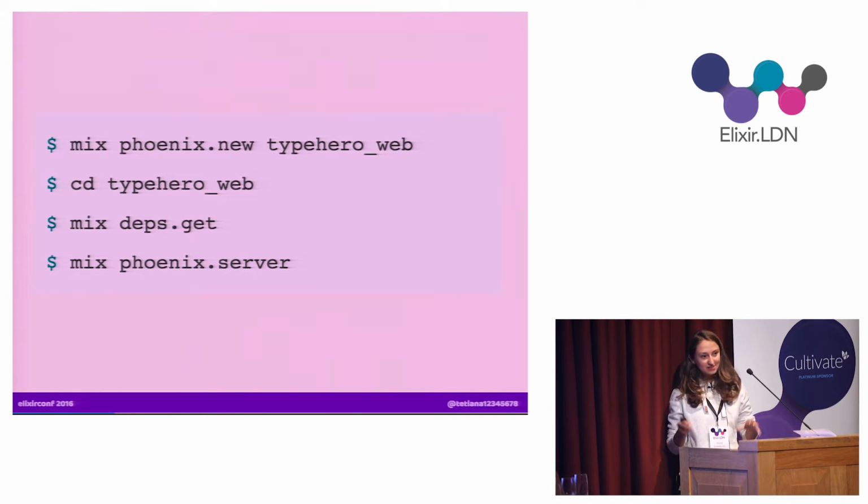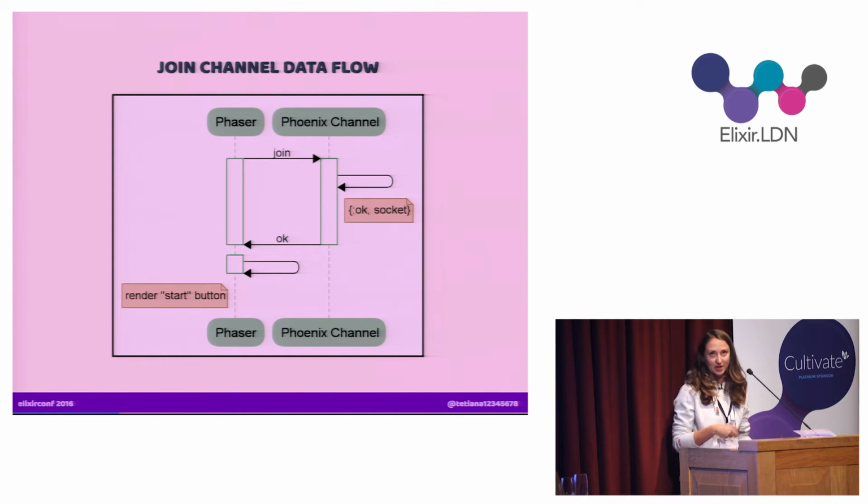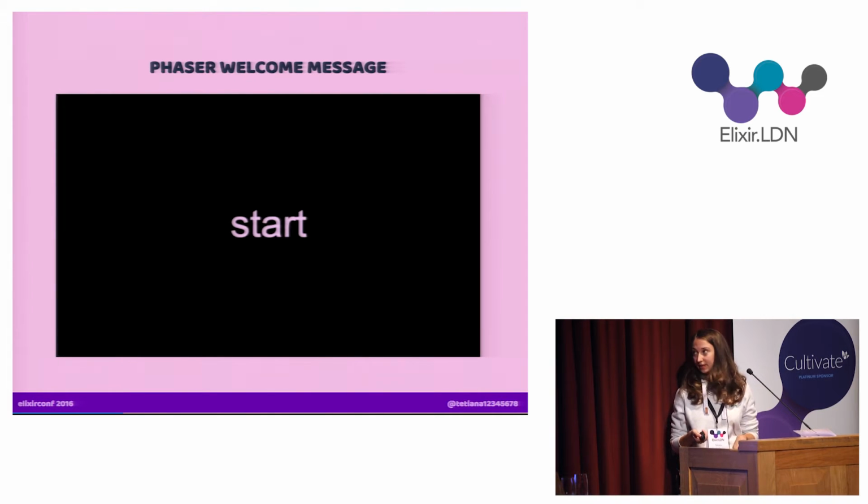Then you fetch the dependencies. Here it's running, good. And now let's talk about the messages, so the data flow. Once we render the browser, we have to send the message to the Phoenix channel to join, and we return an OK. And then as the result, just to show our user that the game is loaded and ready to interact with, we just render a start button, which looks just like that.